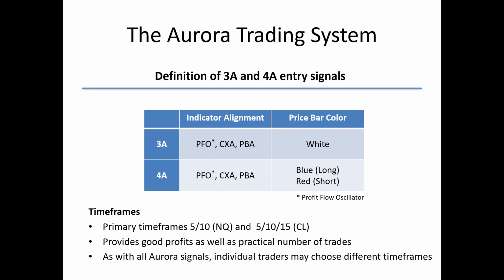These signals, the 3A, 4A, provide good profits as well as a practical number of trades. As our prop team has started to trade these signals, I've been doing a comparison of not only the performance results, but also the number of trades. I've been doing a comparison with Kristen and her tracking, and it's almost always a half to 2/3 of the number of trades, so fewer trades, and almost always better profit performance. So I like that combination right there: fewer trades, bigger profits.